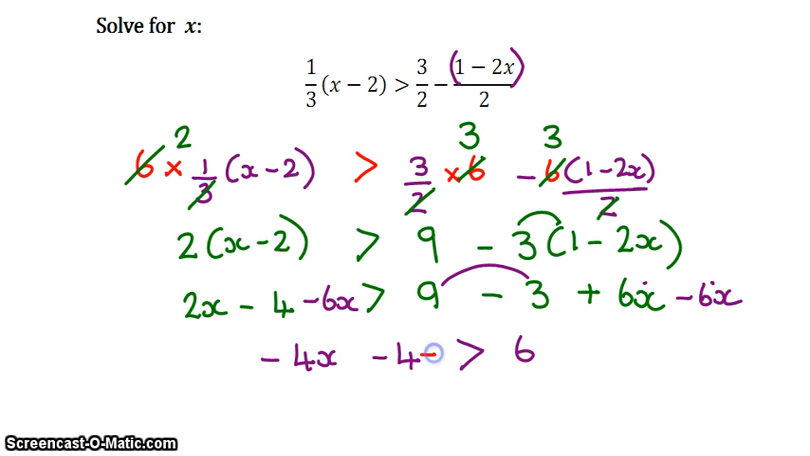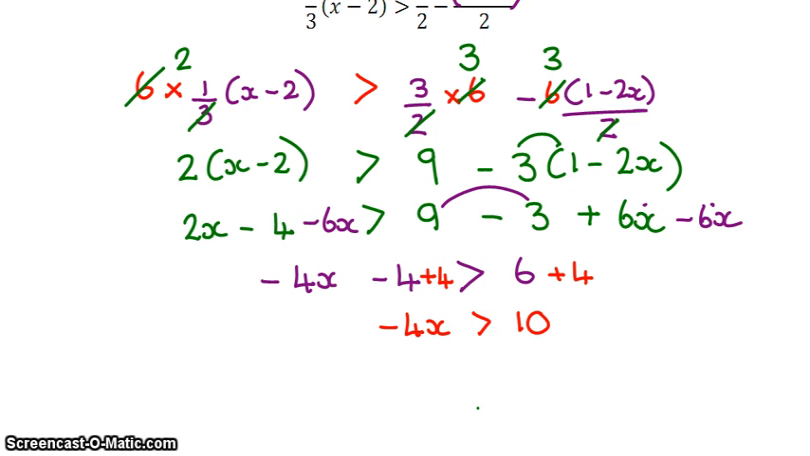Now I'm going to plus 4 to both sides. So I get minus 4x is greater than 10. And finally, I can divide by negative 4 on both sides. So nothing that I've done here has been at all different to a linear equation until the last step. Because if you divide by a negative in an inequality, you must swap your sign around.